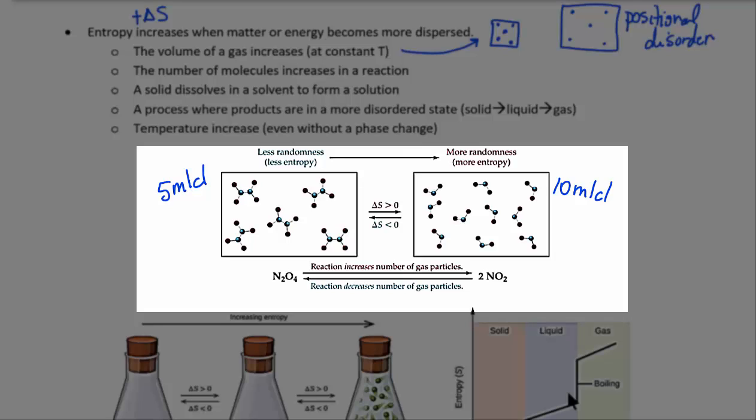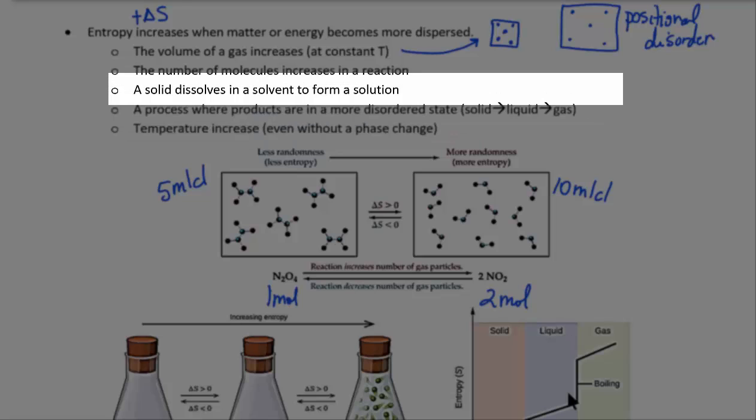Another way you can look at this is through a reaction. Over here you have 1 mole of N2O4 and you are making 2 moles of NO2. So the number of moles are increasing, therefore the delta S will increase. A solid dissolves in a solvent to form a solution. An example of this would be your NaCl in a solid form, and it goes to Na+ in aqueous form and Cl- in aqueous form.